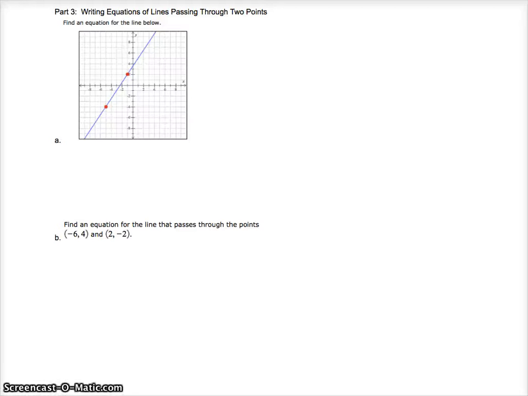Hello gang, welcome to part 3, writing equations of lines passing through 2 points. This is going to work really similar to the last problem, except we don't have our y-intercept. So the first thing we want to do is find the slope. And so we're going to use y minus y over x minus x.